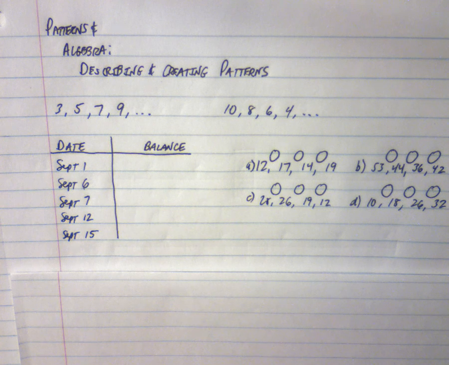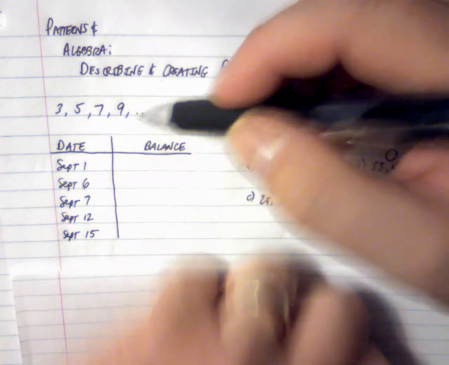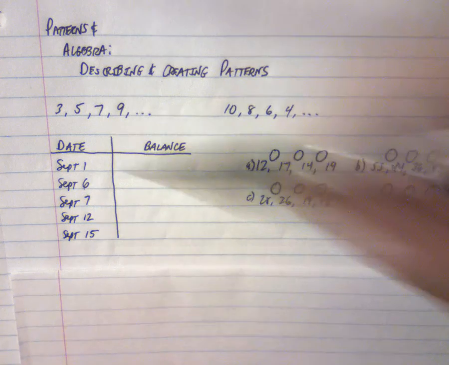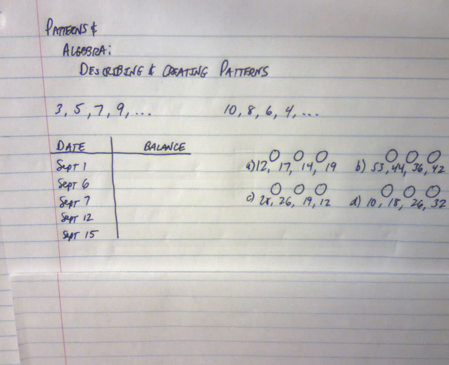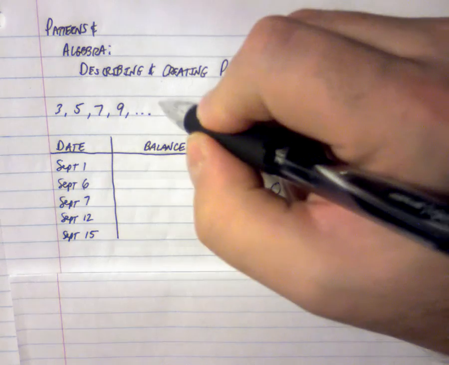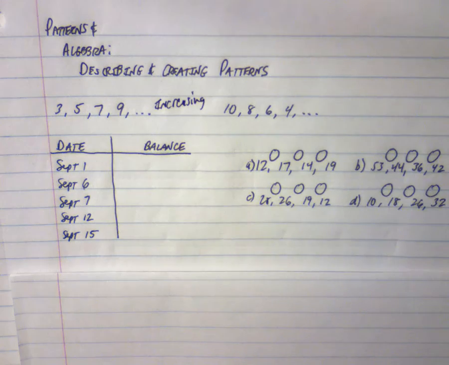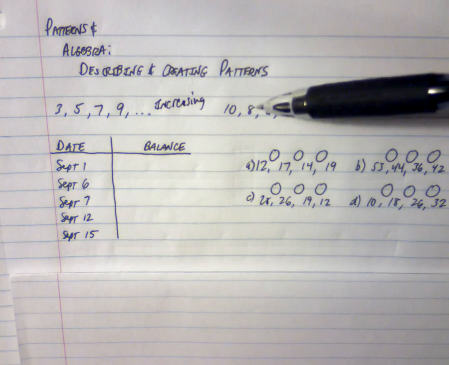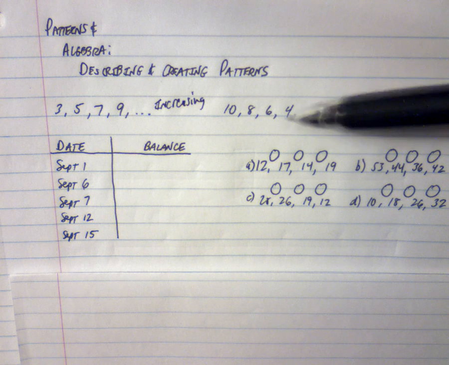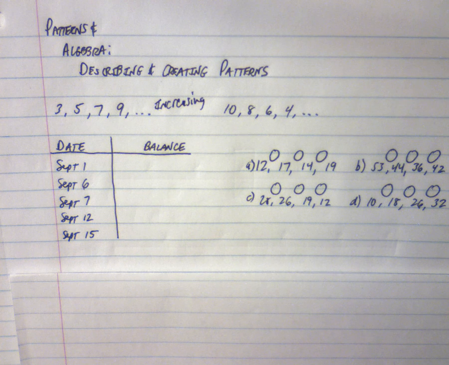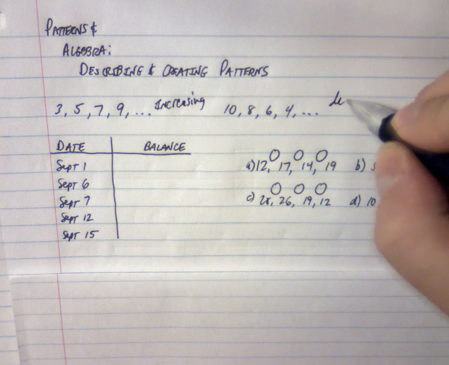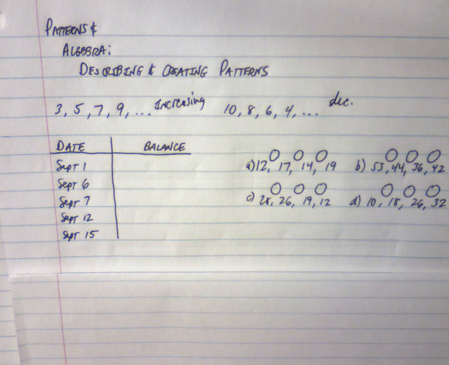Today we are going to be looking at describing and creating patterns. Now, you've all seen this typical pattern, 3, 5, 7, 9. And what is that pattern doing? If you said that pattern is increasing, you are correct. Now let's take a look at the next pattern, 10, 8, 6, 4. What is that pattern doing? Decreasing. Okay, you don't need me to teach you about more increasing and decreasing patterns because you've already done that.